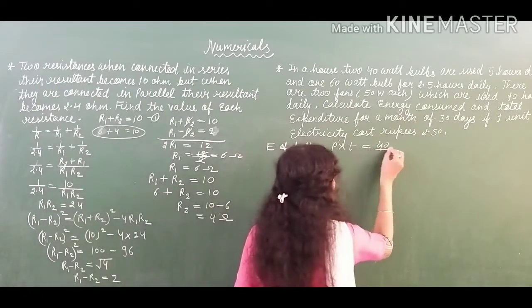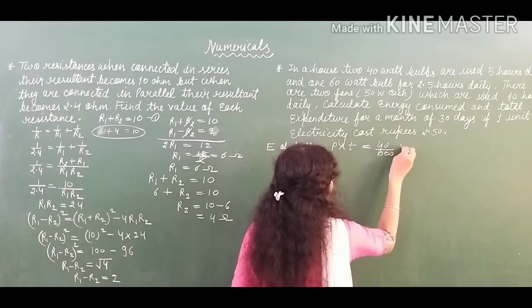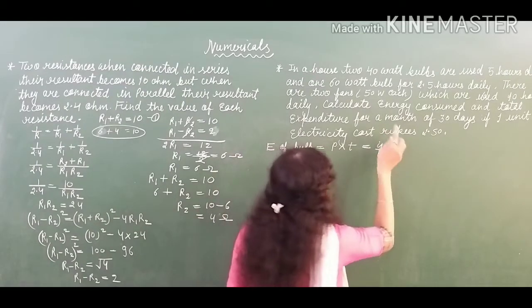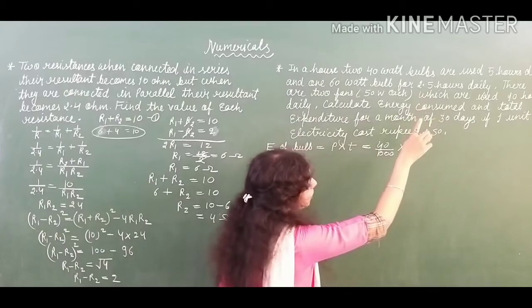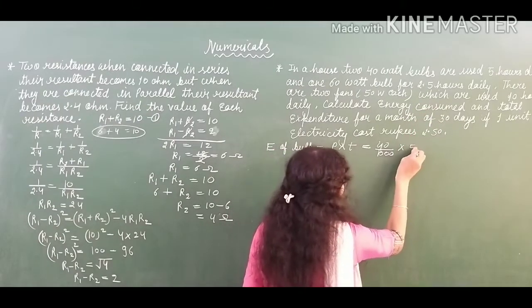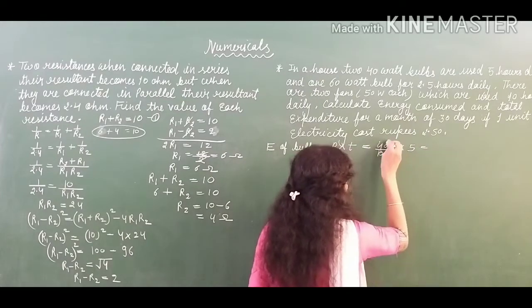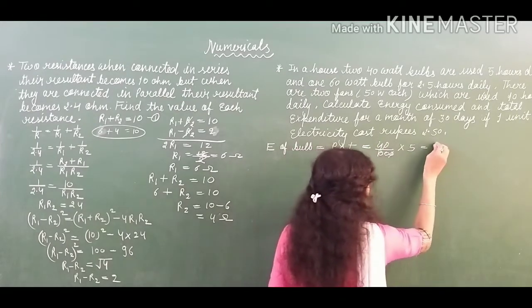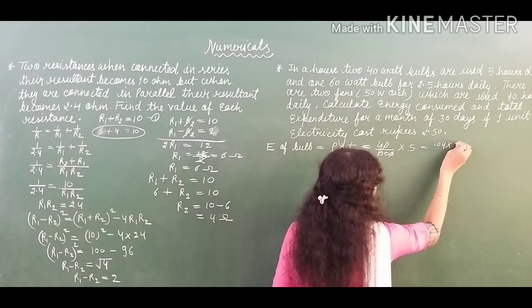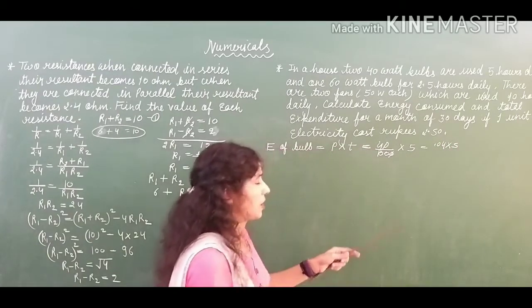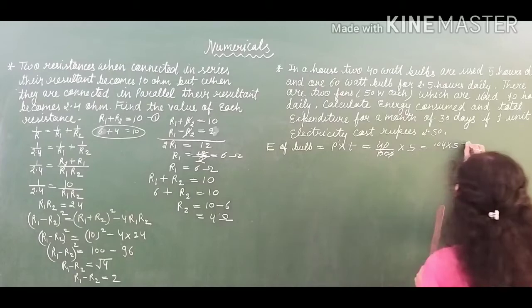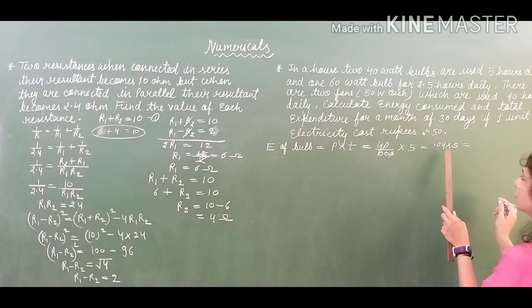So it should be divided by 1000. Now it is to be used for 5 hours daily, so the time is to be 5. The zeros will be cancelled, so you will have 0.04 into 5. If you multiply this, 5 fours are 20.